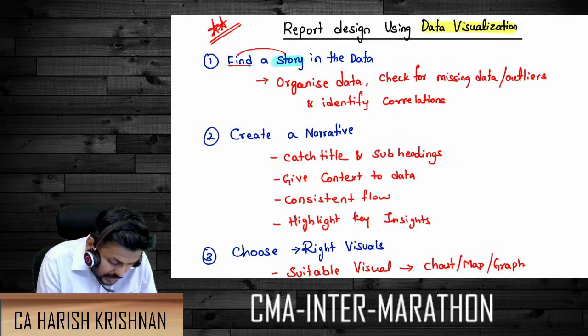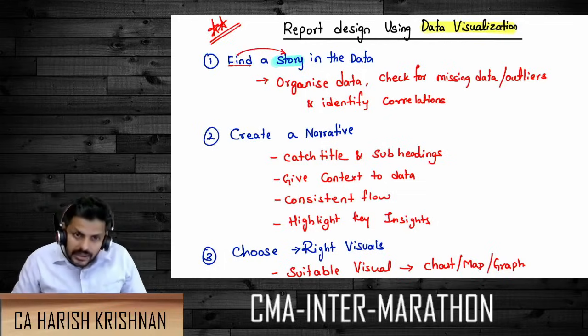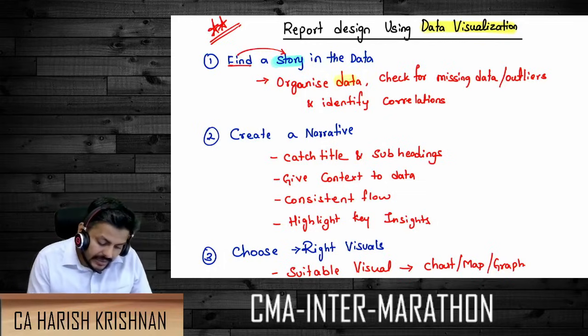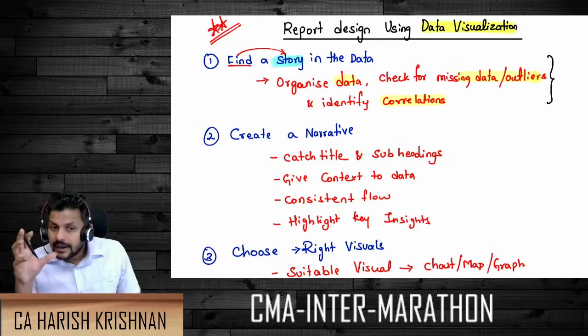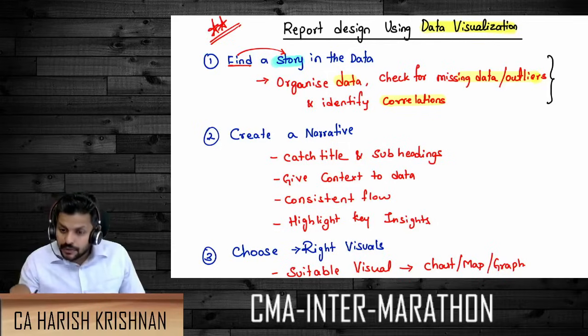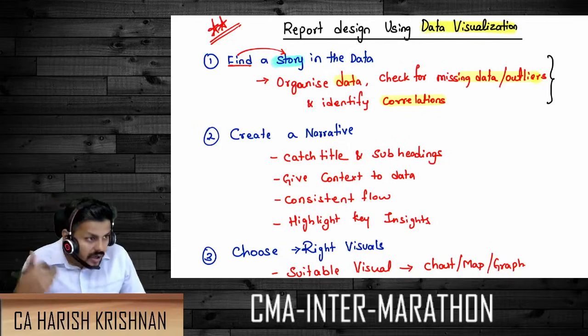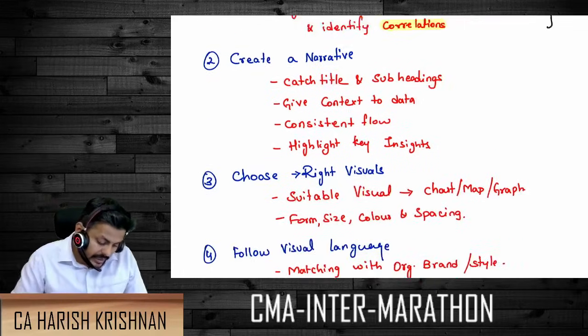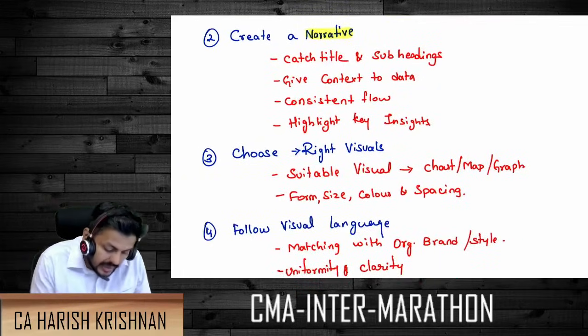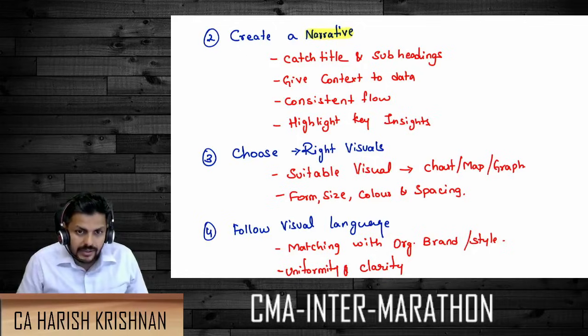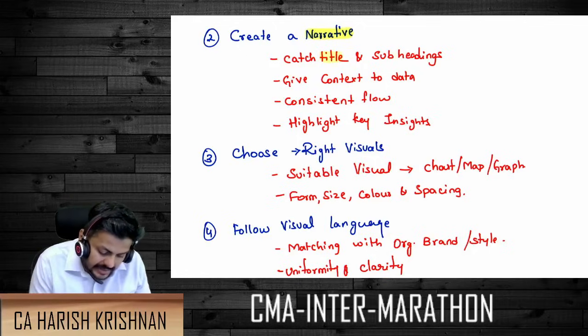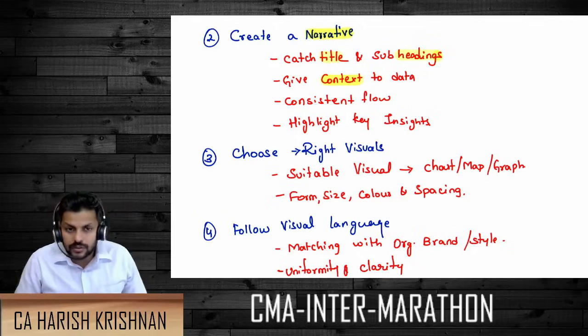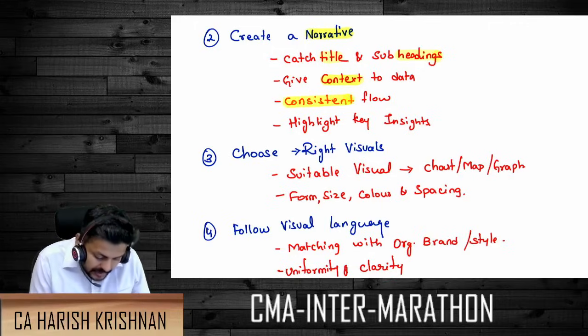find a story in the data. That is, organize the data, check for any missing data or outliers, and identify correlation points. Did we do this in the cleansing aspect? First of all, you find out and understand what data you have, because once you know what the story is in the data, accordingly only you can present it, right? Then create a narrative, catch the title and subheadings, give context to the data, and get a consistent flow.